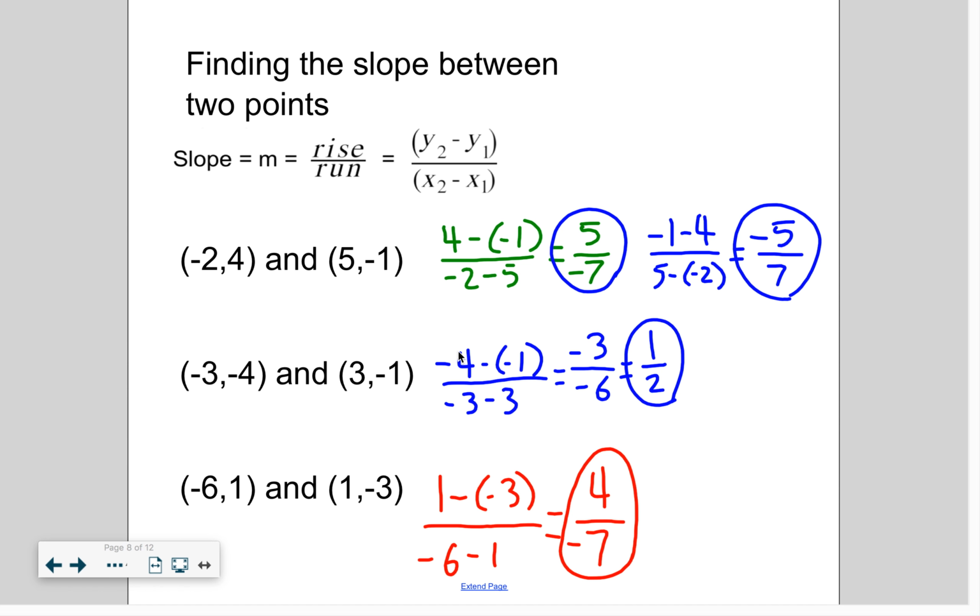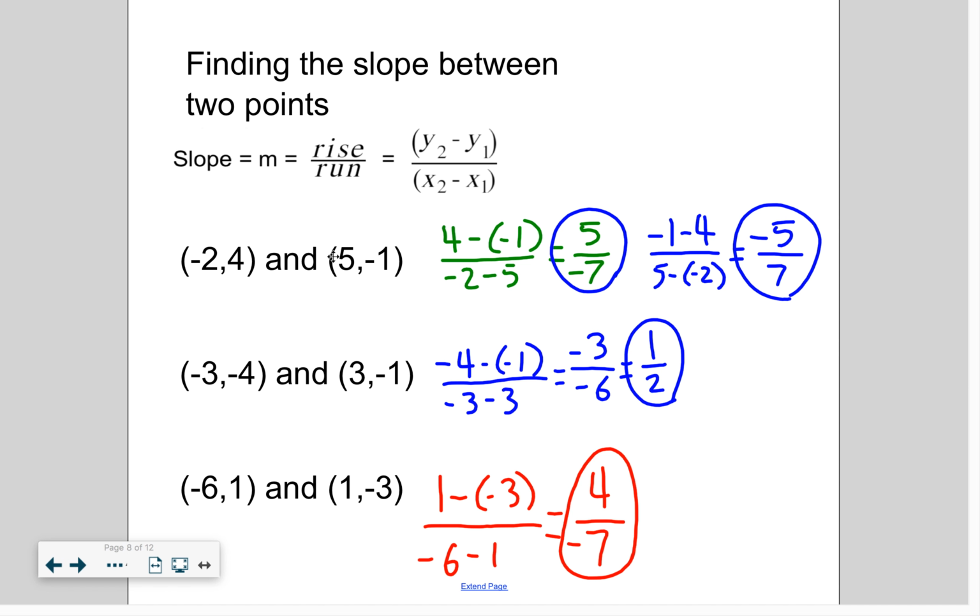Now, how would I find the slope if you were just given 2 points? Well, we know that slope, which is symbolized by m, we'll talk about that more later, equals rise over run. The rise is the change in y, so you subtract your y values. Your run is your change in x, so you subtract your x values.